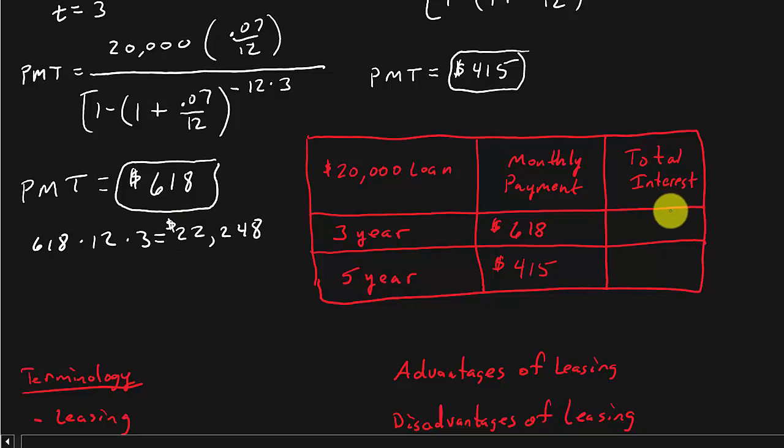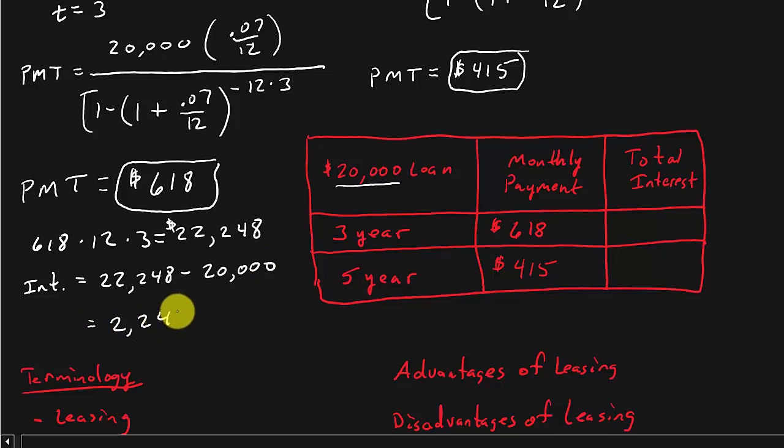So we want to look at the interest. The interest is going to be the $22,248 minus how much we borrowed. Well, how much did we borrow? We borrowed $20,000. And so that's going to be $2,248. So that would be the interest here, $2,248. All right. Now let's do the same thing with the other loan.